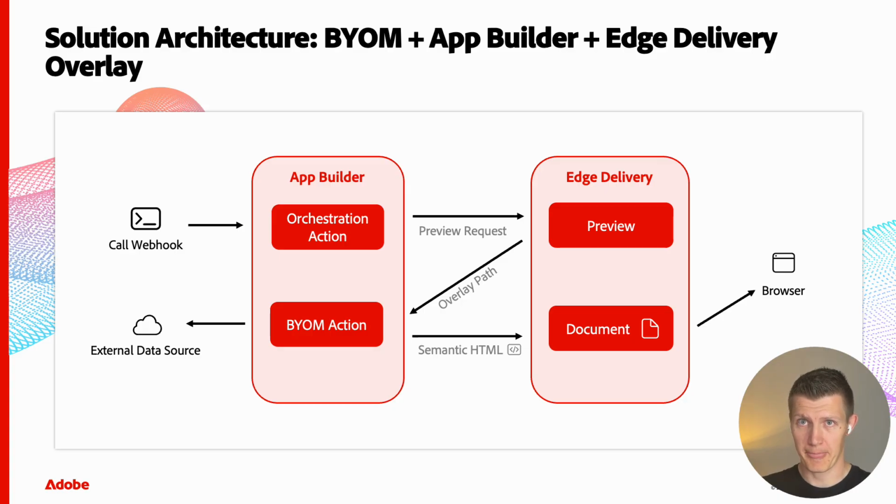At this point, Edge Delivery's overlay mechanism comes into play. We'll look at that in more detail on the next slide, but for now, just note that this overlay routes the request to a second App Builder action, which fetches the external content and transforms it into semantic HTML. That HTML is then passed to Edge Delivery, which ingests it alongside authored content using the same styling and runtime decoration blocks. This architecture gives us full control over how content is fetched, validated, formatted, and delivered, without relying on CMS authoring or static builds.